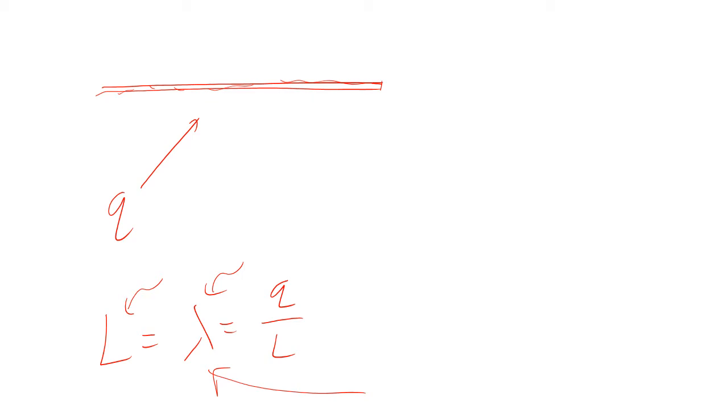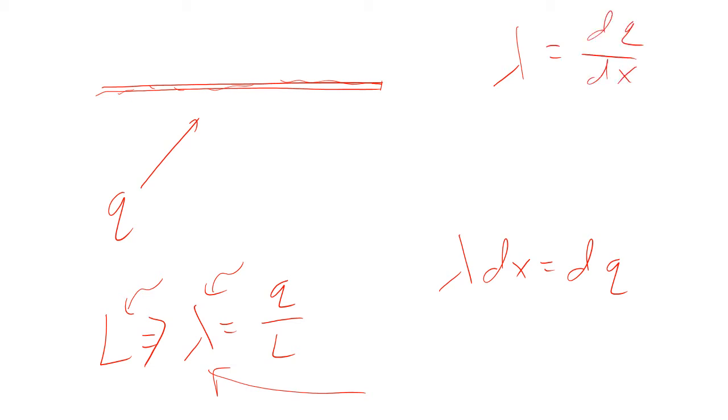But for our case, we would look at this and say that lambda dx is going to be equal to dq, because lambda is going to be dq over dx. That's just a little bit right here. Okay, so we got our wire. Okay, and we've got our spot right here, some distance right there.